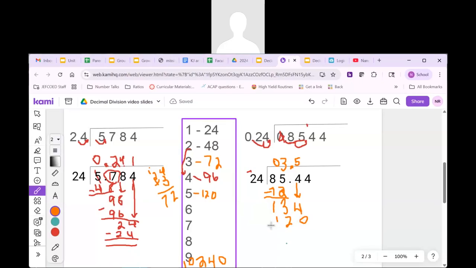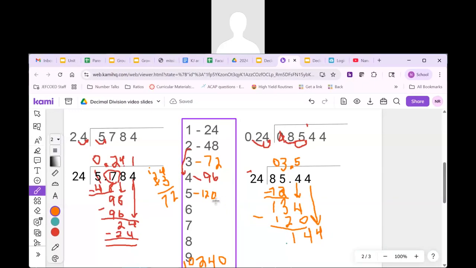Okay. And subtract 4, 1, and bring down another 4. Oh, this is really good news. I see 144 here.